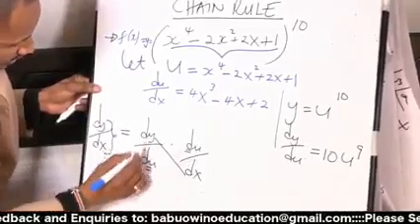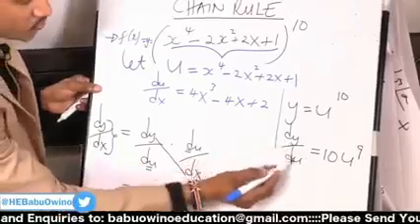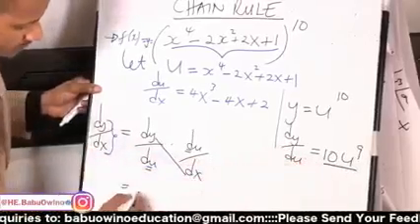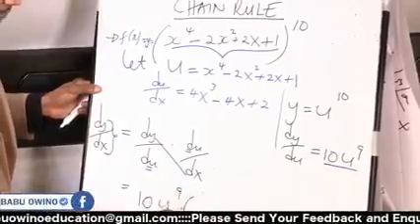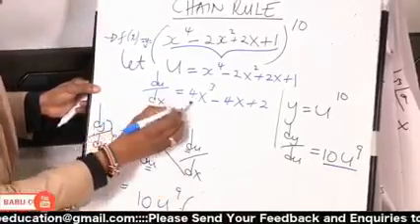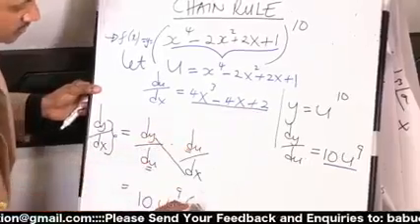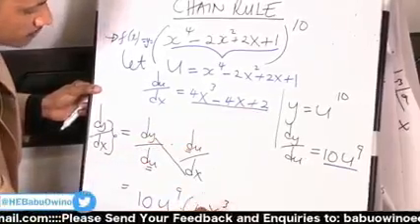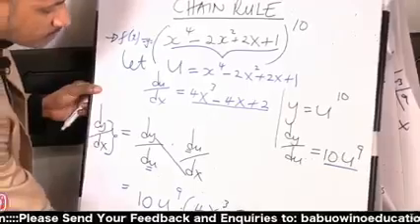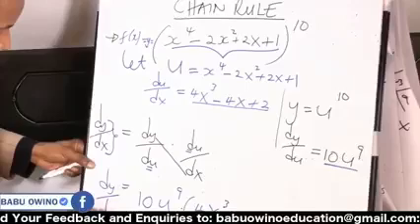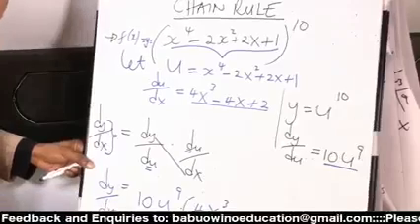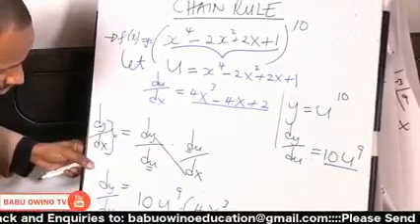So what is our dy du? Our dy du is this. Just replace 10u raised to power 9 times du dx. Our du dx is this, 4x cubed minus 4x plus 2. But we want our answer in form of x. So we have u. So you just substitute.